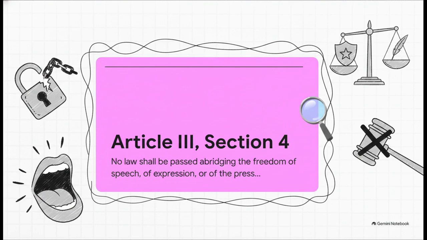Before we even think about criminal liability, we have got to look at Article 3, Section 4 of the Bill of Rights. It strictly prohibits laws that abridge the freedom of speech, expression, or the press. Now, you already know the state has police power, right? It has the authority to define and punish crimes. But here is the catch. That power is absolutely not absolute. Any government move that restricts speech automatically faces a very heavy presumption of being unconstitutional.